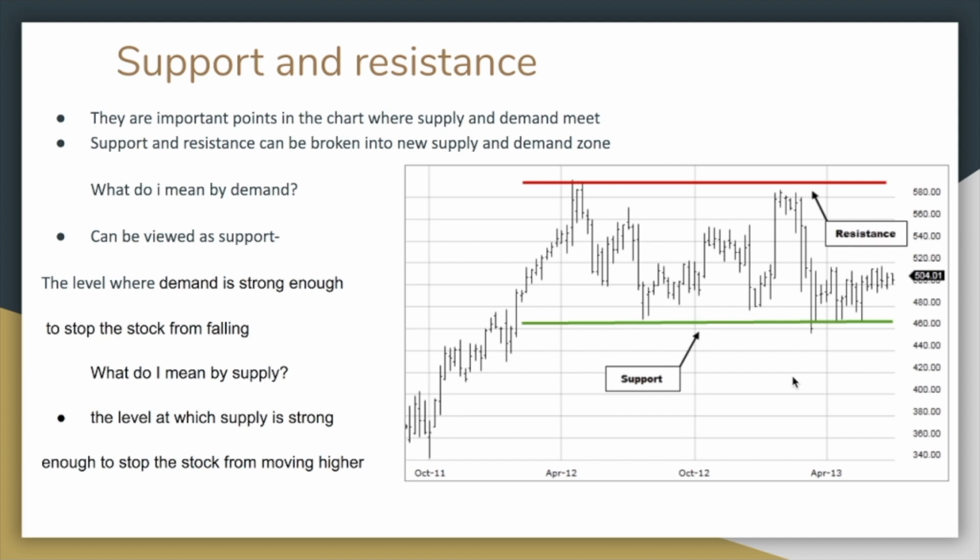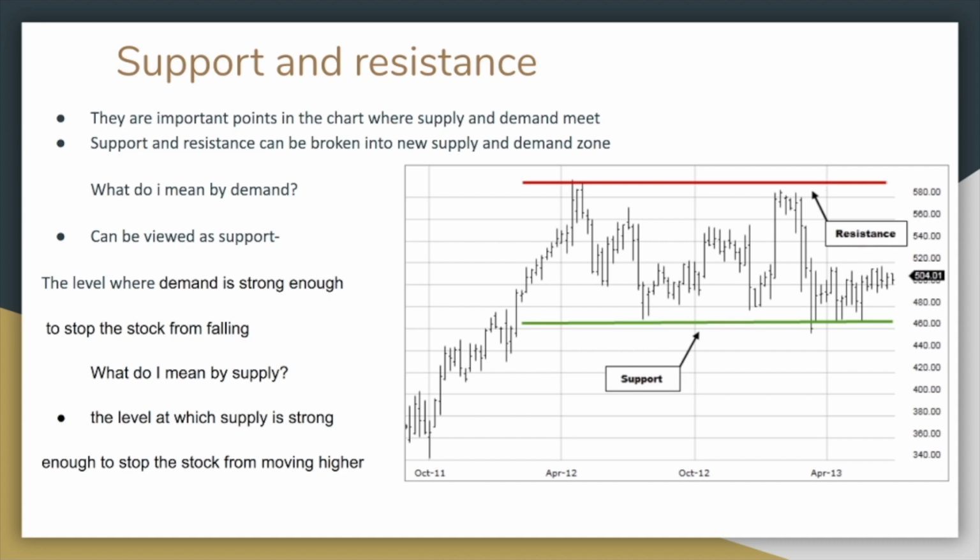This is the level where demand is strong enough to stop the stock from falling, and you can have a nice entry. So let's say on this demand zone here, you could have entered here and exited here, and your second exit could have been right here because of that low pullback it had, but still went on an uptrend, right?